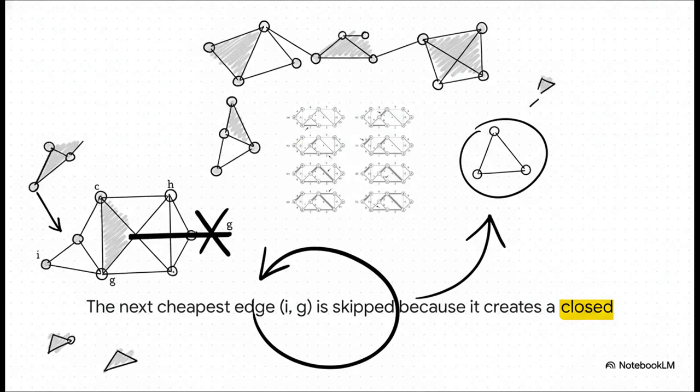G. But wait, if we add that one, we'd create a closed loop. See, we can already get from I to G by going through the other islands we've connected. So adding this direct link would be totally redundant. The algorithm sees this, and it wisely skips it.